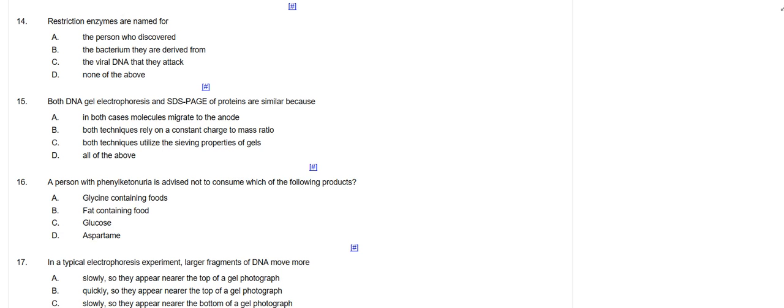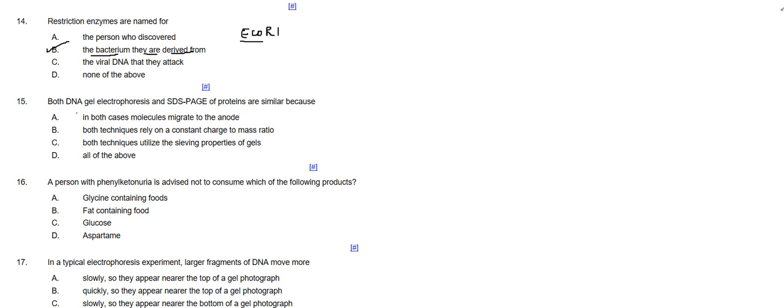Restriction enzymes are named for the bacterium they are derived from. As you remember the name EcoR1, Eco is from E. coli, so they are named from the bacteria they come from. So the answer is B.